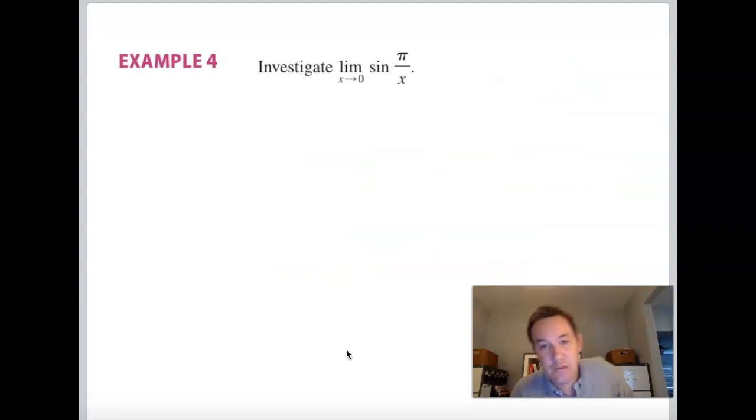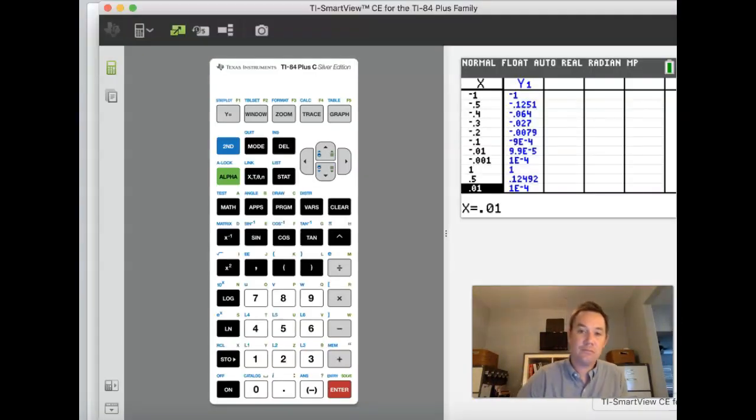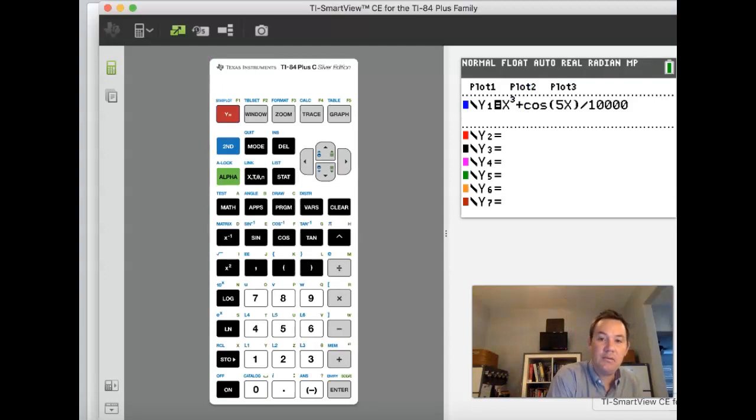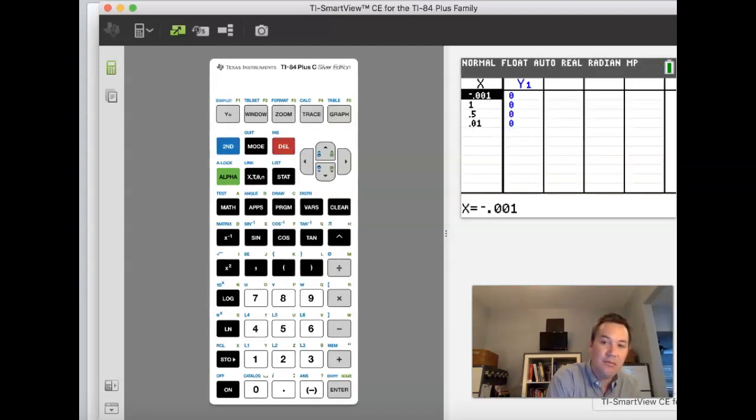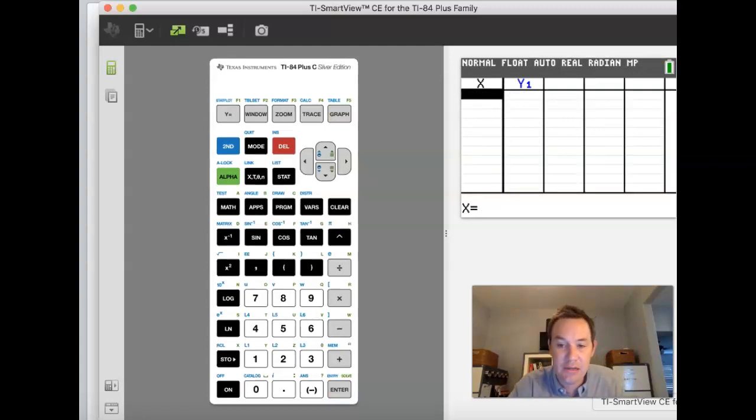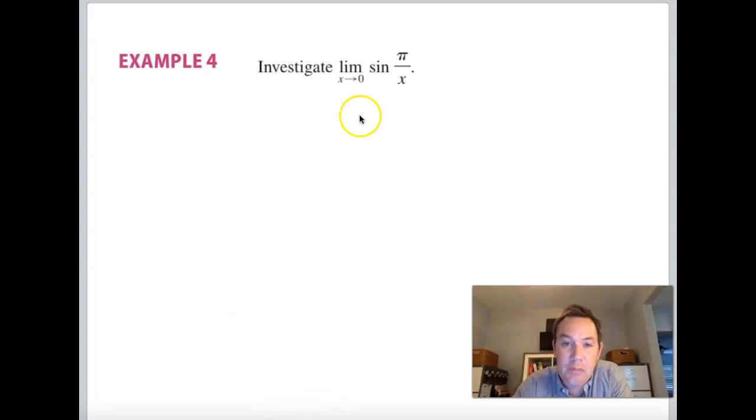All right, now this is a weird one. And I want to show you why. So let's pull up the calculator again. And let's go to y equals, and let's enter that sine pi over x into our calculator. Let's go to our table. I'm just going to delete all this out. And what if I use the same general tactic that I used, which is I'm approaching 0. So let's get closer to 0 by using like -0.1, -0.01, -0.001. Let's see what would happen here.